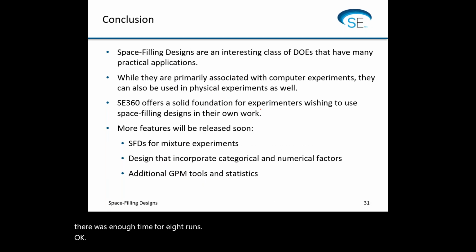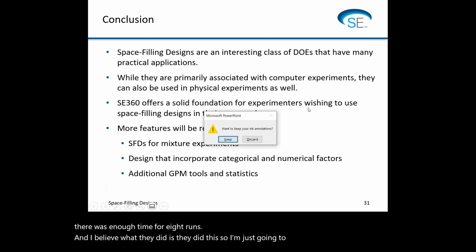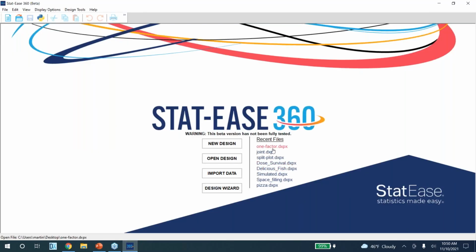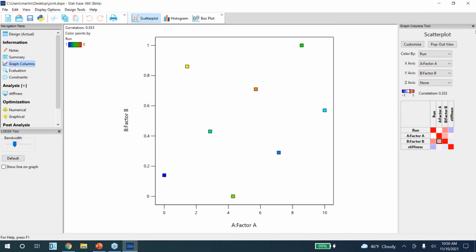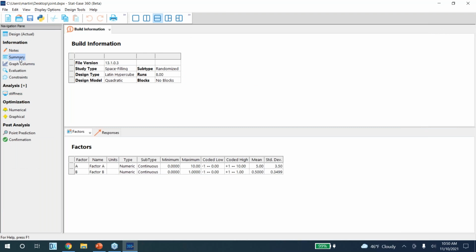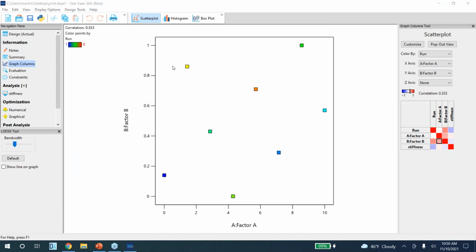I believe what they did is this. I'm just going to go ahead and show this. I'm not going to go through the entire build process, but I believe this was done as a Latin Hypercube design. I can verify that by looking at the DOE and the graph columns, or I could just take a look at the summary here. Yeah, this was a Latin Hypercube.